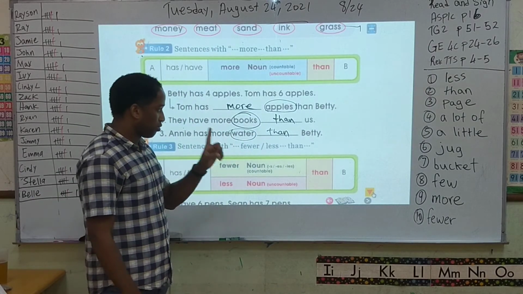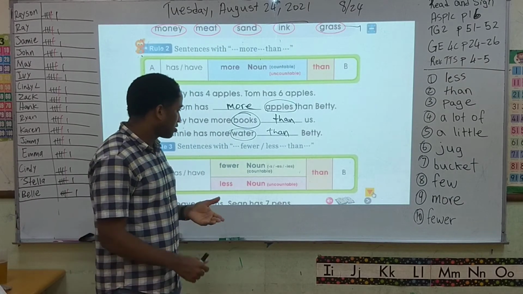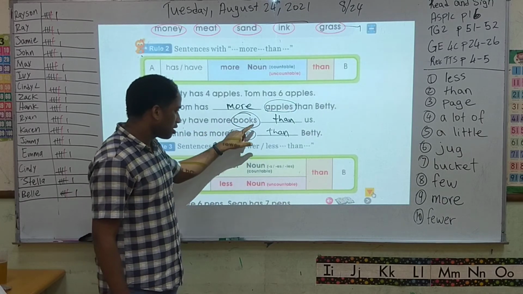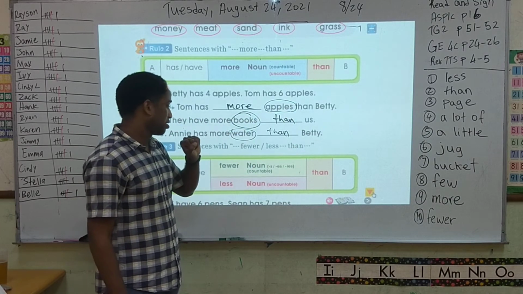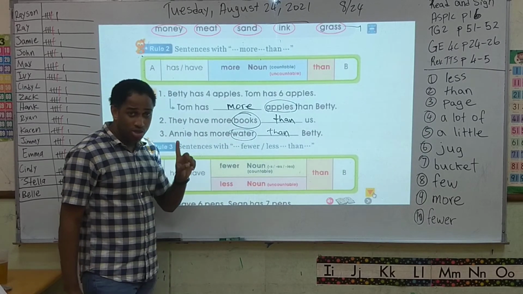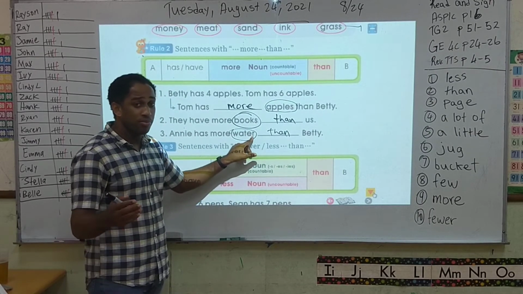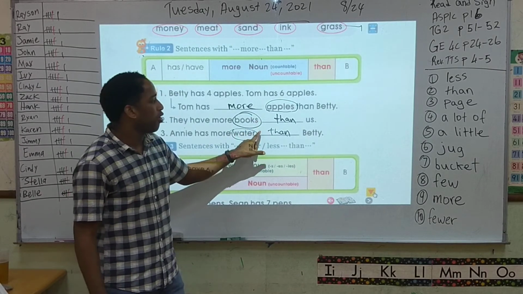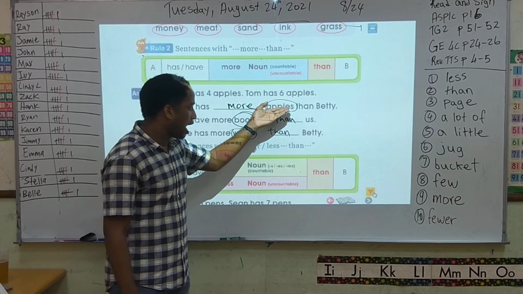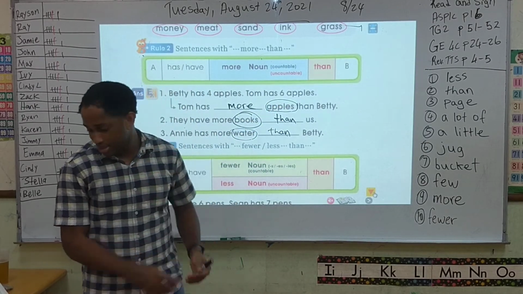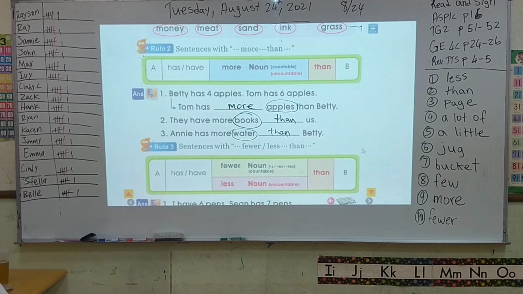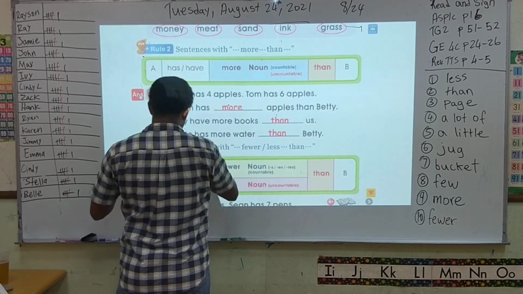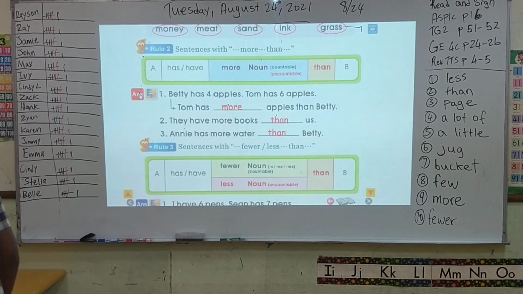Now, this is very important. Countable has S. Uncountable, no S. More milk than. More sugar than. More books. More girls. More apples. Good. Now let us see the answers before we go down. So here is the answer: more and than. Good. Now let us go to rule number 3.